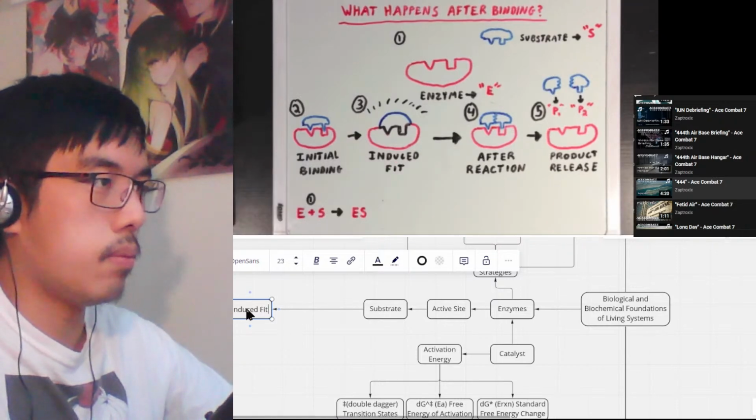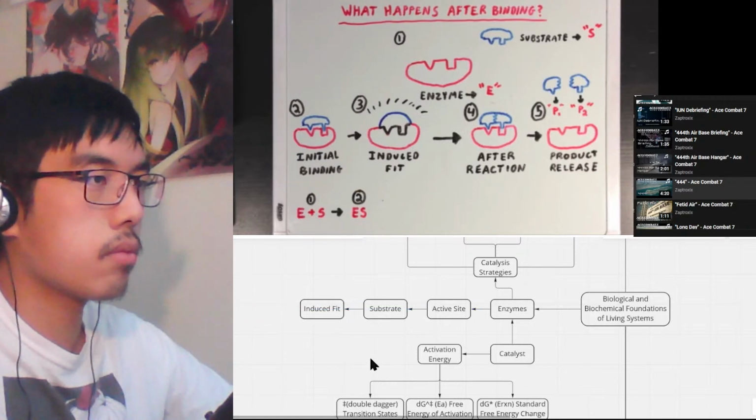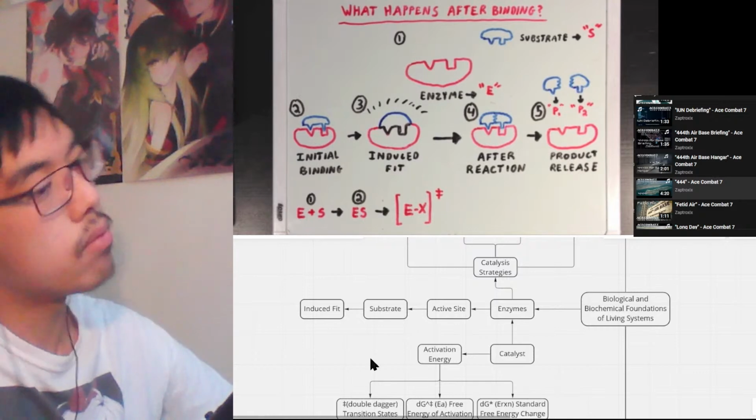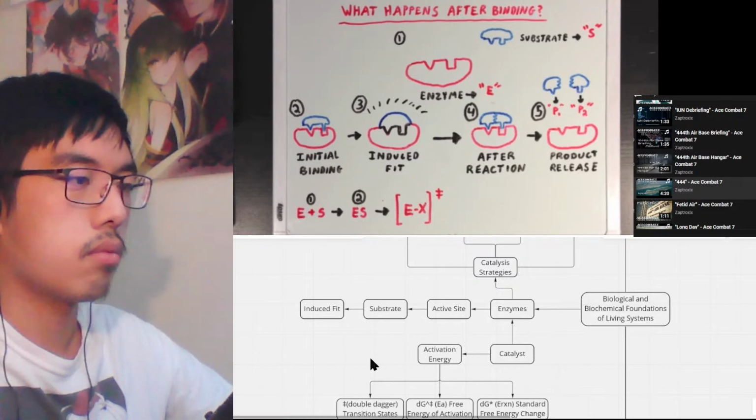And next, E and S will bind to each other to form an enzyme-substrate complex, which is called ES, and corresponds to stage 2 from before. Now what's really interesting is that in the next step, where we have the induced fit of stage 3, we're actually at the transition state of the entire reaction. And this is the same as that really high energy point that we saw at the beginning of this video, and it's at the point of the transition state where our enzyme is most tightly bound to its substrate.